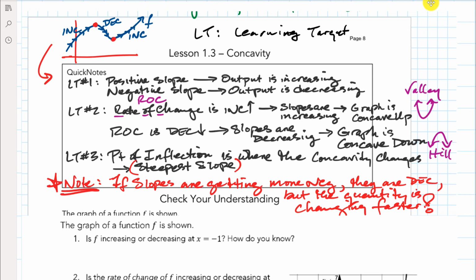That means the output is increasing. So again, I'm referencing the tangent line here. And if it has negative slope, the output is decreasing. So positive slope right here, it's increasing. Negative slope, I'm just going to draw a tangent line in here. That's negative slope, so it's decreasing, and then positive slope right there, it's got to be increasing. So learning target number 2.